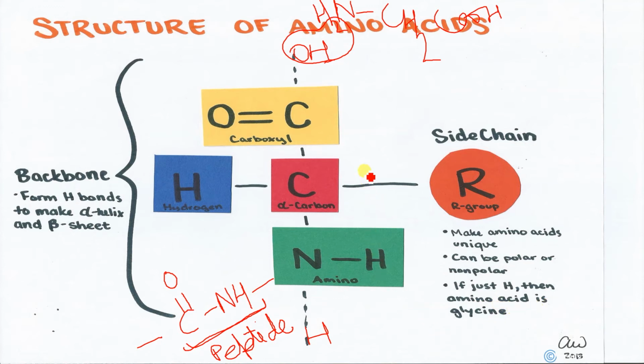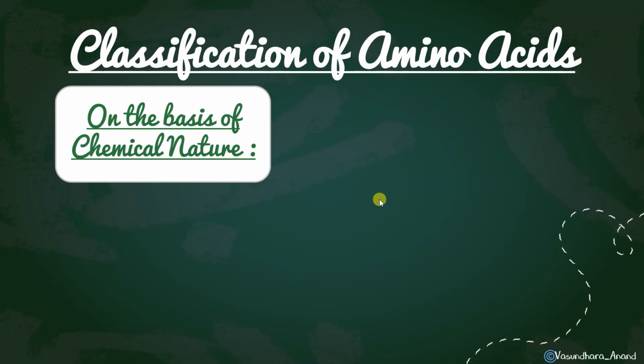Obviously, I have explained the first one. Yes, I hope it is clear. So in an amino acid, which bond is there? Peptide bond. And peptide bond means CO double bond ONH. Any problem in this? Hope it is clear. Okay, so now classification of amino acids.